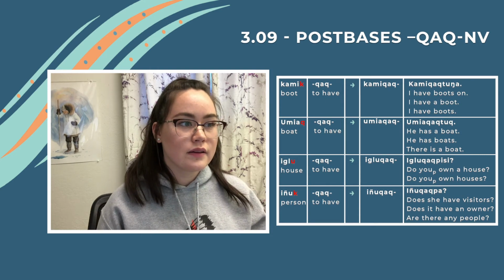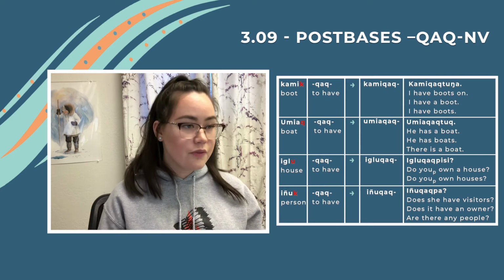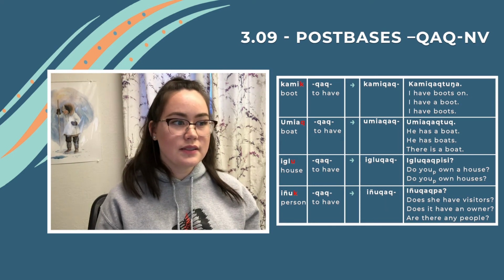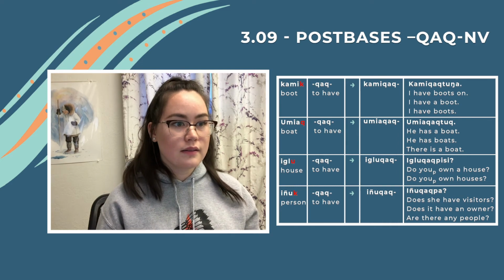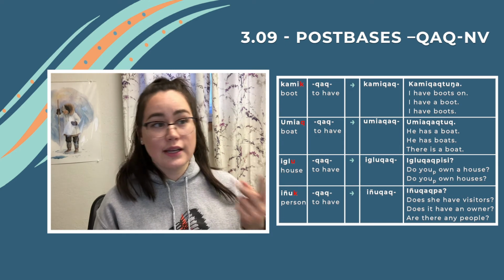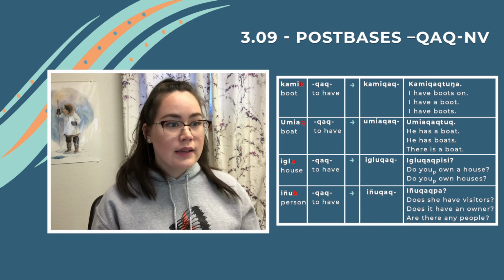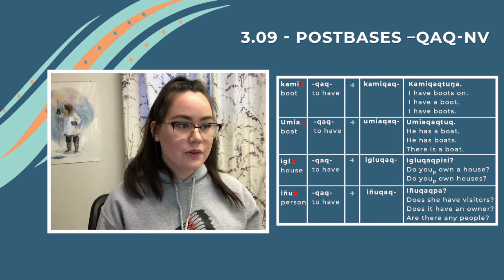Umak, boat. Kak, to have. Like the one before, we drop off that final consonant. So we drop off the Q, and it results in umerkak. Umerkakduk. He has a boat. He has 1 boat. He has 2 boats. He has 3 boats. There is a boat. So there are different definitions.